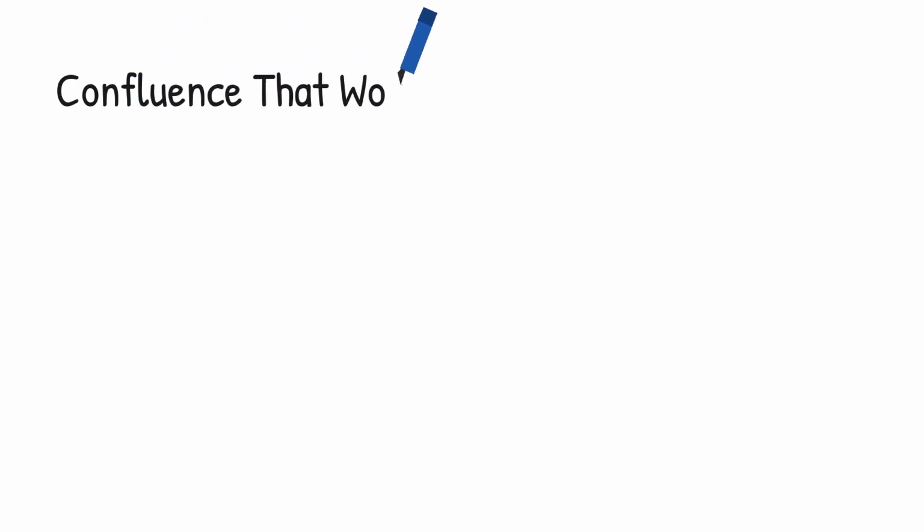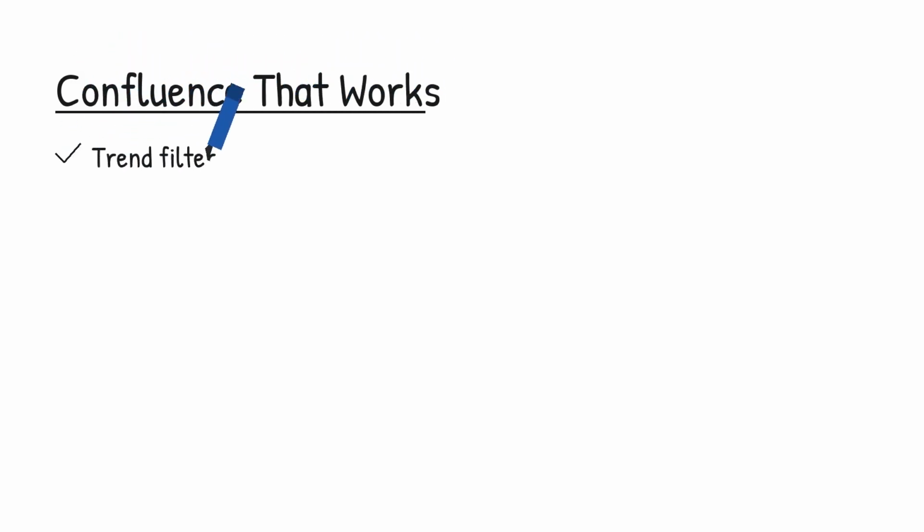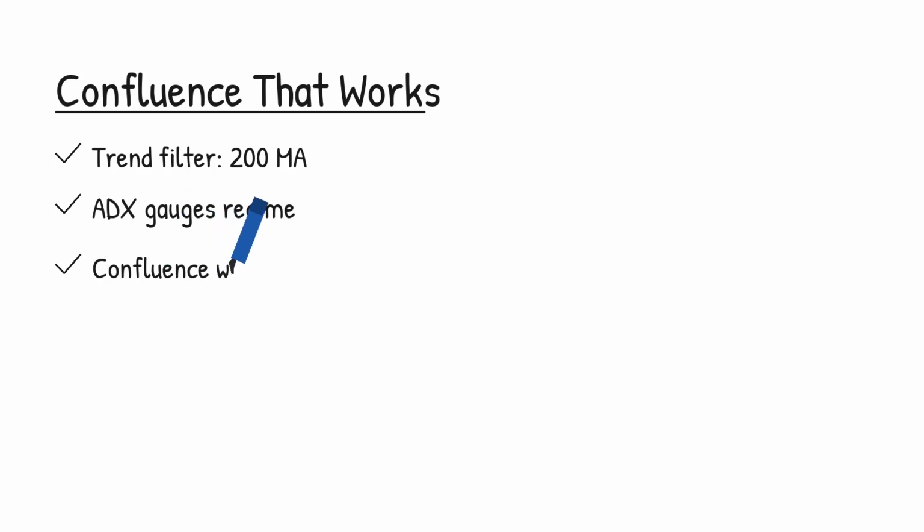Pair stochastic with a trend filter to eliminate counter-trend traps. A 200-period moving average works well. Only take long stochastic signals above it, only shorts below it. ADX above 25 warns you the market is trending, so demote stochastic to a pullback timing tool. Combine with horizontal support and resistance for the highest probability setups.